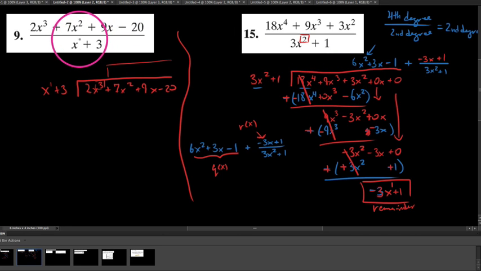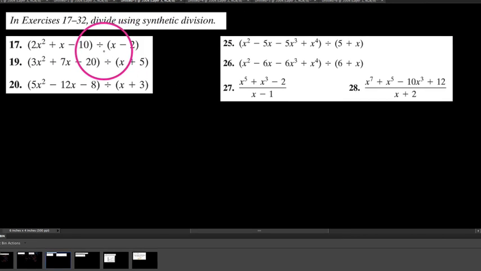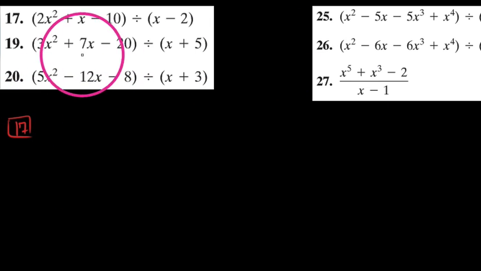But for something like we had done in number 9 here, which was x to the first plus 3, because our divisor is first degree, we could actually have used synthetic division. And so that's exactly what I want to do here with these sets. So let's take a look at 17, and we'll refresh our memories as to how this synthetic division works.